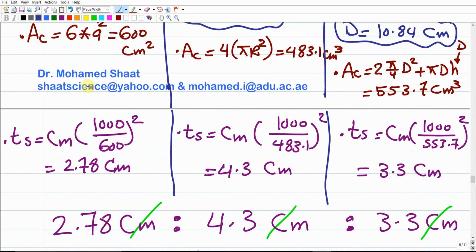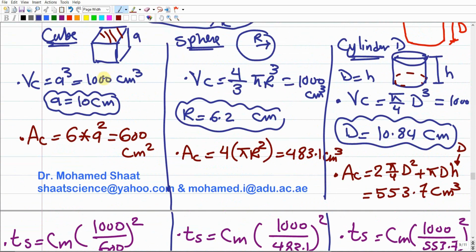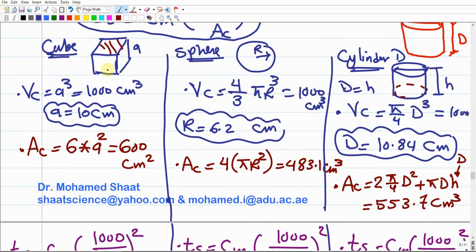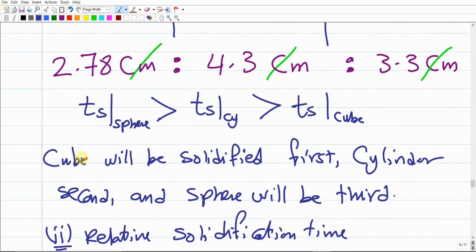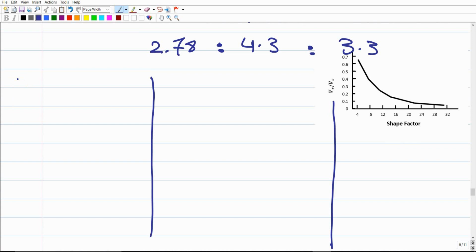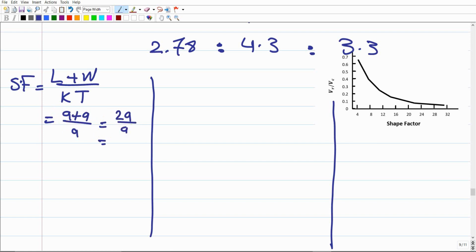The first one is the cuboid shape. So what should be the shape factor for this one? The shape factor is going to be (L + W) over K times T. K definitely is going to be 1. L, W, and T all are equal to A, right? It should be (A + A) over A. So it's going to be 2A over A, which is just 2. So the shape factor for this casting is going to be 2.